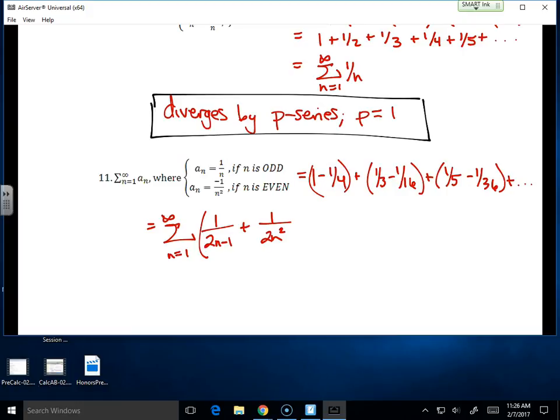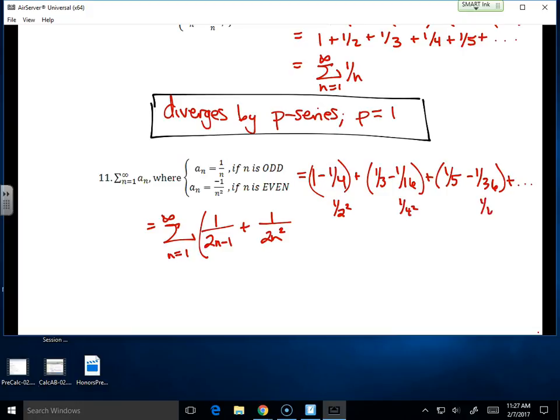Wait, hold on. We're doing odds and the even? This is 1 over 2 squared. Maybe it's 1 over 4 to the n? 1 over 2 to the n plus 1? No. What's 4 cubed? 1 over 2 to the n, that doesn't work, right? Does 36 break down into 2s? I thought it'd be 4 to the n, but it's not.